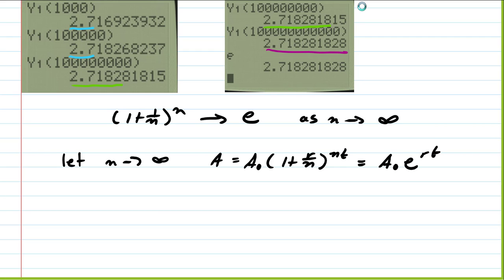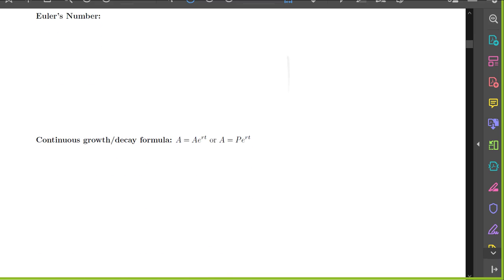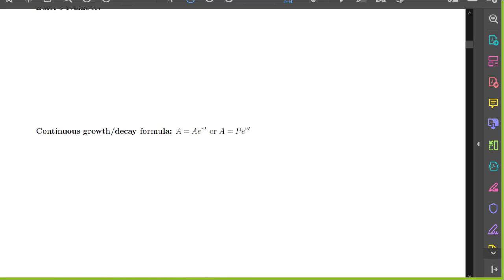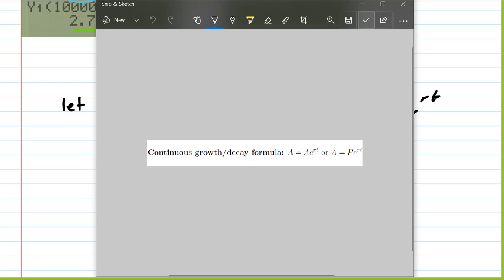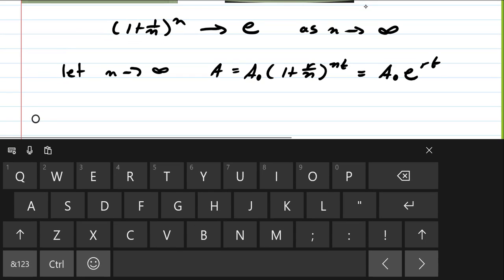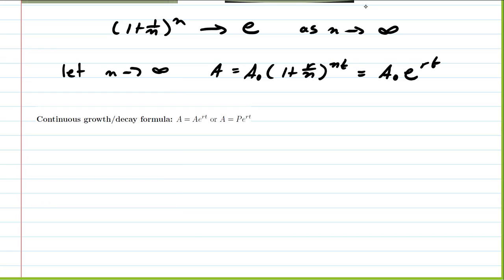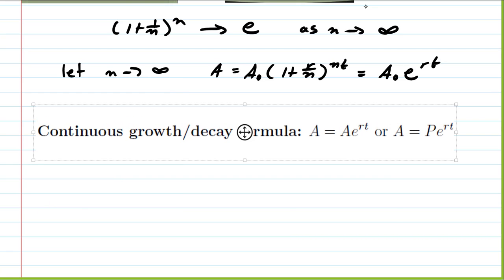So oftentimes, for continuous growth and decay, we change the A to a P, because oftentimes when we're talking about continuous growth, we're no longer talking about account balances, we're talking about biological things. So we think of it as a population instead of an amount, but it doesn't really matter because you can call a variable pretty much anything you wish.